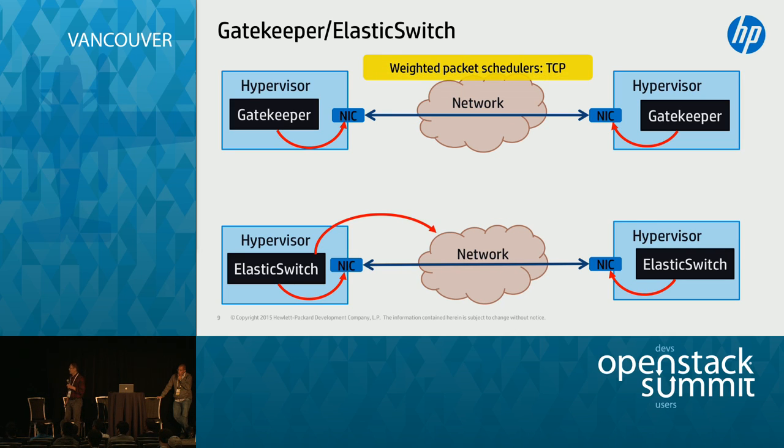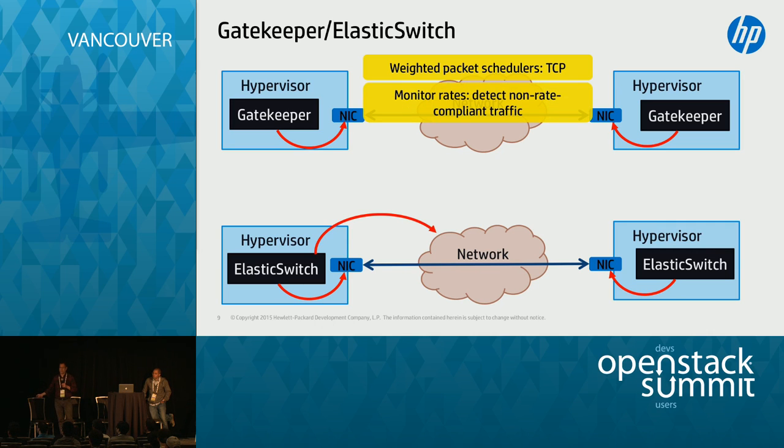So the basic strategy Gatekeeper uses is to use weighted packet schedulers on every compute node. And in our implementation, we are using the Linux traffic control subsystem to do this, which has very rich mechanisms for queuing and scheduling of packets. And it turns out that just using this mechanism and configuring it right provides that one big switch guarantee as long as all the traffic is congestion controlled TCP.